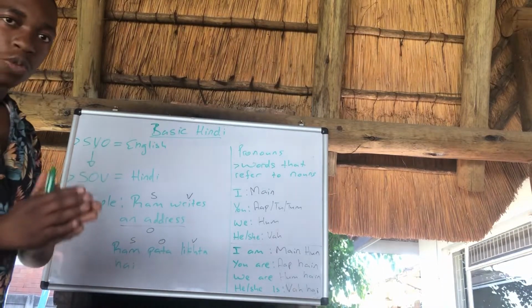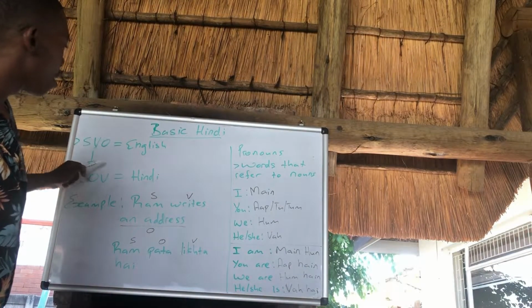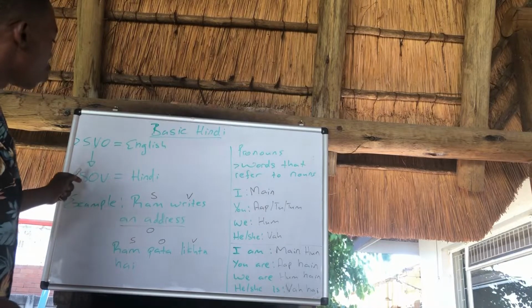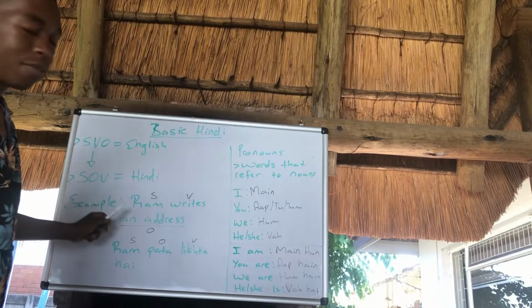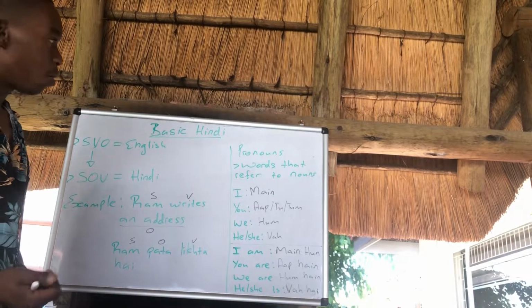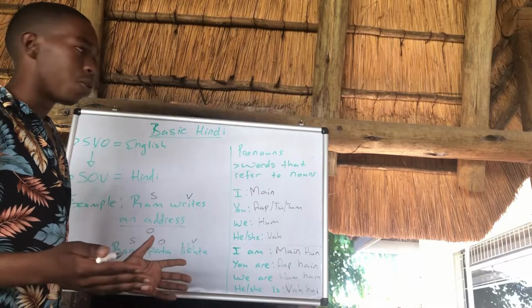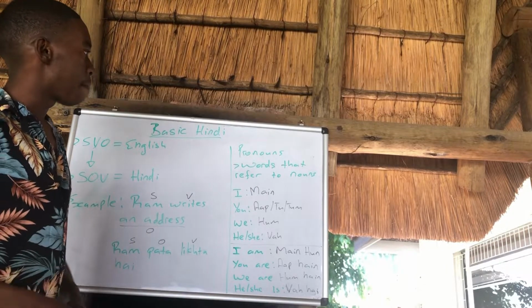So that's what I wanted to make clear in this lesson. Understand the basic sentence structure in Hindi is always subject, object, verb. The verb always goes to the end of the sentence. Is that clear? Okay. Now the basic words that you're gonna need for your first lesson are your pronouns.